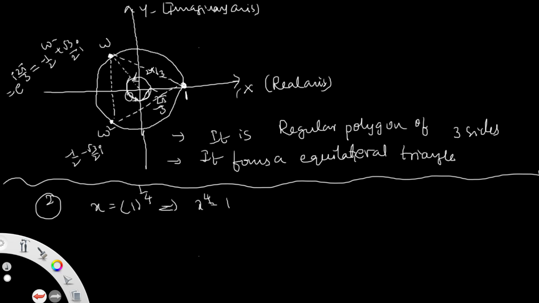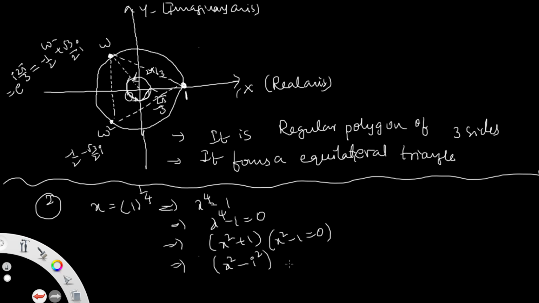x power 4 equal to 1, nothing but we write x power 4 minus 1 equal to 0. Now it is in the form of (x square plus 1) into (x square minus 1) equal to 0. So x square plus 1 we write as x square minus i square, and x square minus 1 equal to 0. Then the roots are x equal to plus or minus 1, and plus or minus i.